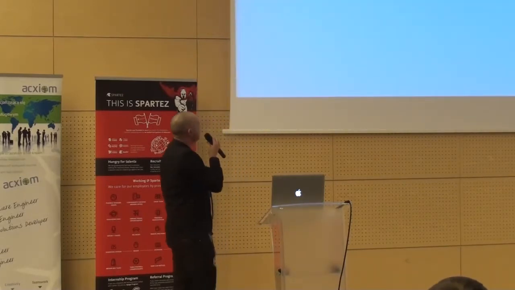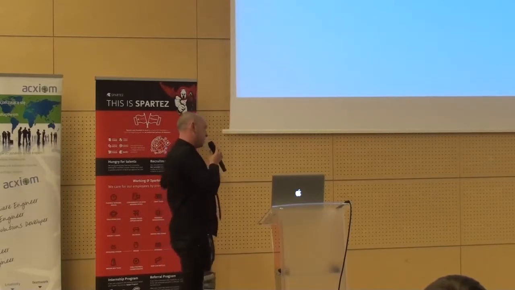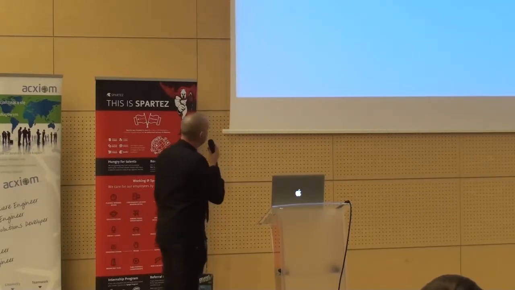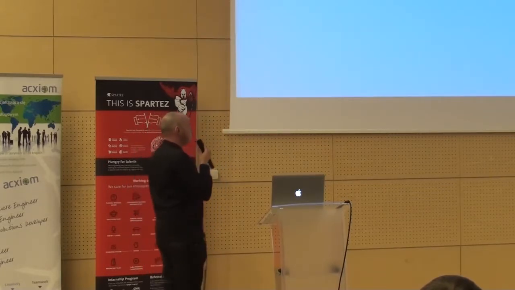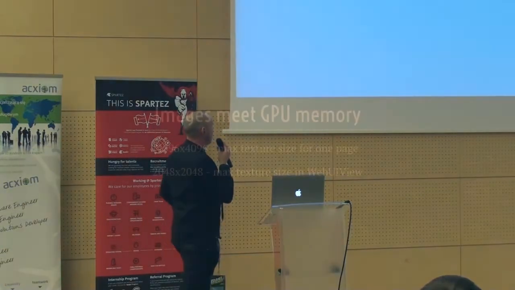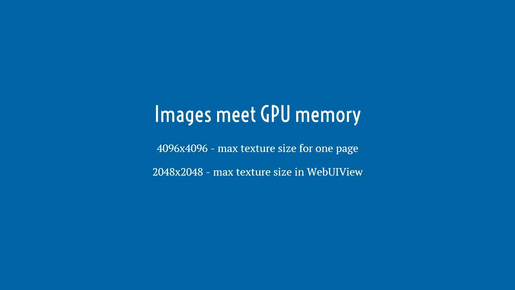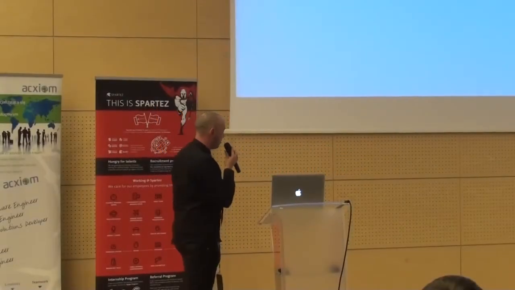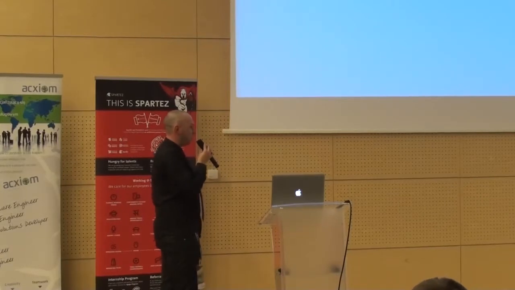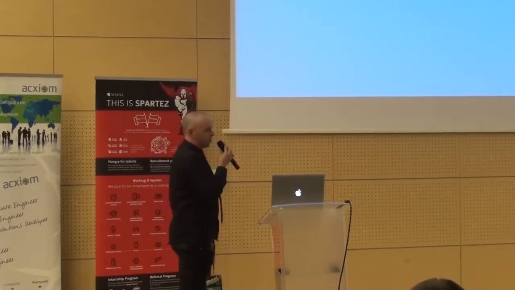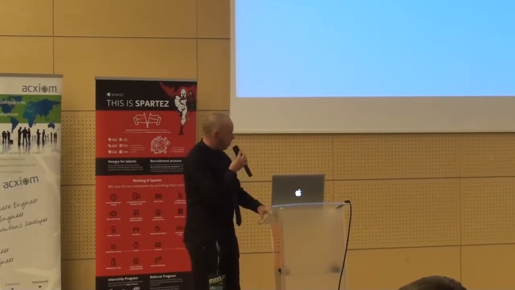Large images need GPU memory. So the memory of the browser is one thing, and the memory of the GPU is another thing. Max texture size for one page of memory is 4096 by 4096, and it's used for rendering in native apps. WebUIViews have half of it, so you can still use a very large image without swapping the memory pages. When you swap, you have lower performance, so don't go overboard with the images.